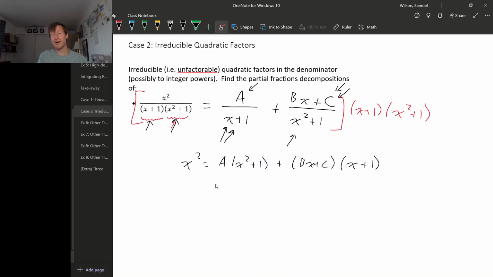Okay, and now we can play the same game of plugging in x values. And we should start by using all of the nice x values, but there's only one nice x value. Right? This x squared plus 1 term doesn't have any nice x values because it doesn't have any roots. But this x plus 1 term has a root at x equals minus 1, so let's use that. So x squared is 1 equals a times x squared plus 1, which is 2, plus, now this gives us minus b plus c, right? Don't forget to plug in our x value right there, times x plus 1, but that's 0 for this x value. So we get, looks like a is a half.